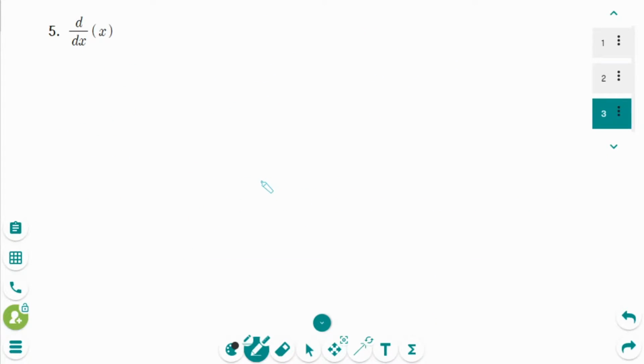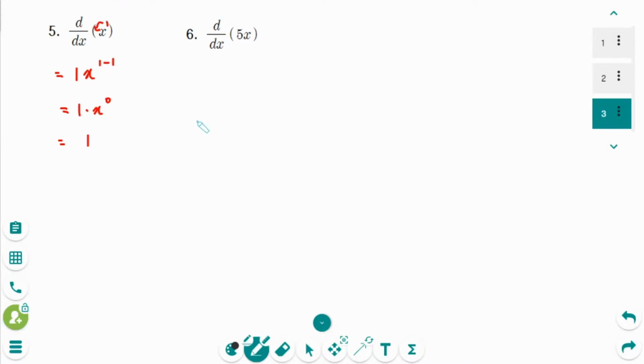Number 5, how about the derivative of x? x is actually x to the power of 1, so 1 comes down. Then x to the power of 1 minus 1, so 1 times x to the power of 0, which is 1. Think about it. To differentiate is the same as to find the slope. So the slope of y equals x is 1, and if we differentiate x, the answer will be 1.